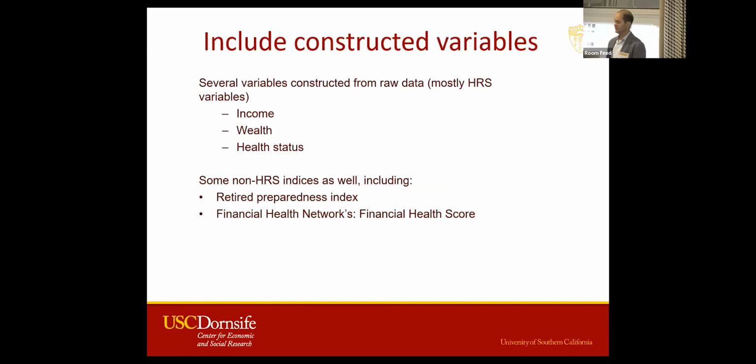One key feature of the comprehensive file is that it includes constructed variables. By this, I mean variables that are built, that are programmed by us from many individual survey items from the raw data. Especially things like income and wealth, if you want to measure them well, you need to ask a lot of questions about different sources of income or different assets and the value of these assets, etc. So we do that work for you. Most of these constructed variables are from the HRS, but we also have some constructed variables from non-HRS surveys, including the Retirement Preparedness Index and others.